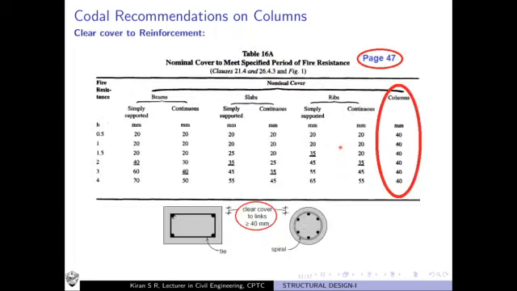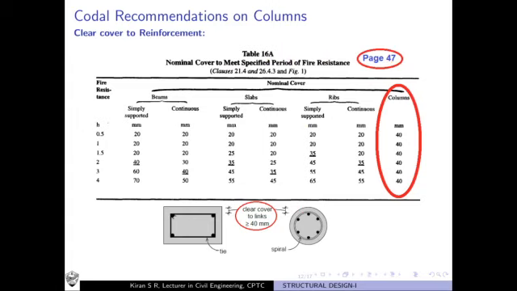Now coming to the cover to be provided for columns, reinforcement should be provided with a clear cover to ensure its safety and serviceability. For this purpose, we have already seen Table 16A of IS 456 on page number 47.